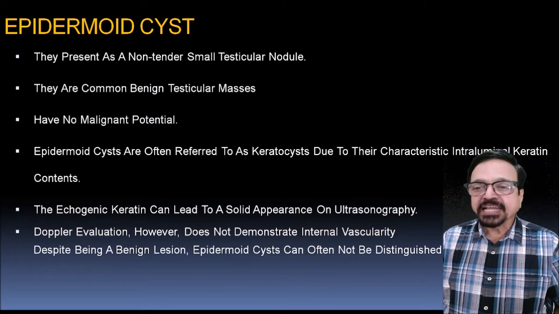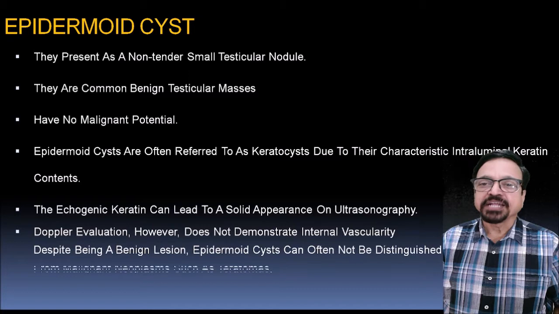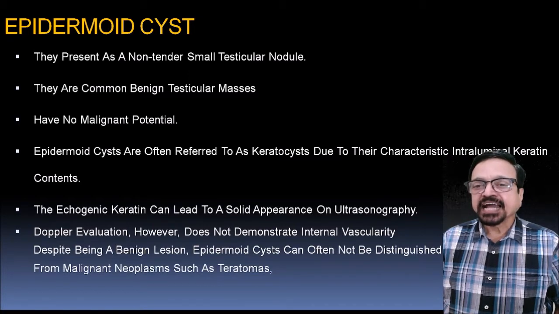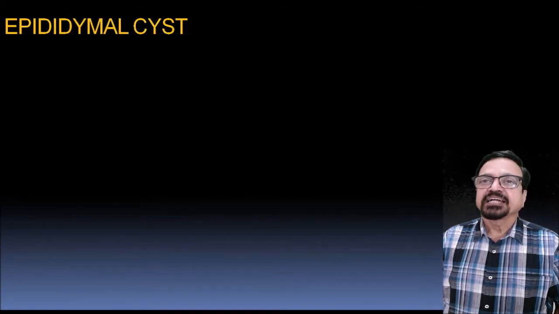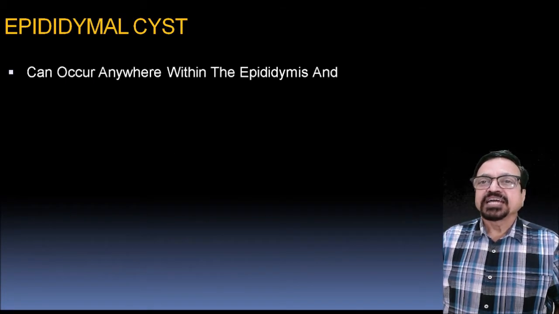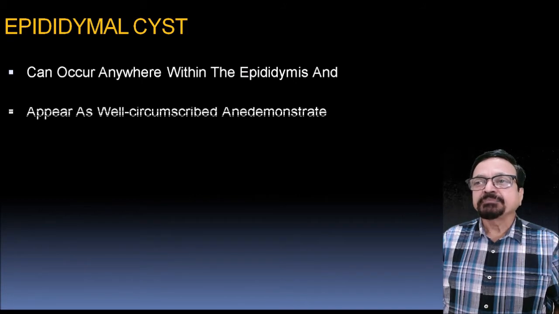In spite of being benign, epidermoid cyst can often be indistinguishable from a malignant neoplasm such as teratoma; that is the differential. Now, epididymal cyst can occur anywhere within the epididymis and appears as a well circumscribed lesion.